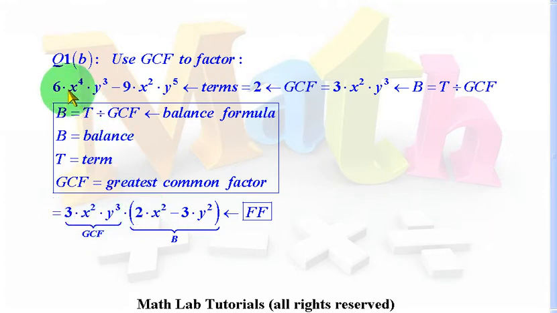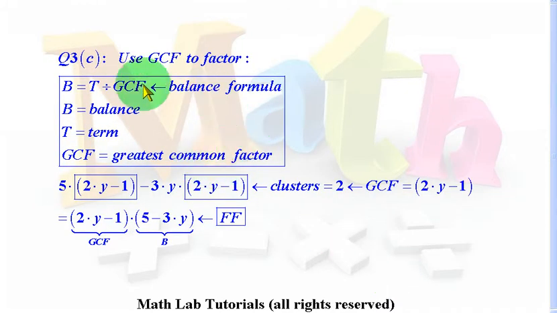3 dot 2 is 6, there's a 6, x squared dot x squared is x to the power of 4, and then you have a y cubed. That's the bullet with the first target. Then we have a 3 dot minus 3 is minus 9. X squared is just x squared, and y cubed dot y to the power of 2 is y to the power of 5. And again, if we use a bullet, target, we can recover the original. Okay, let's go on. So that's a little GCF factoring problem.